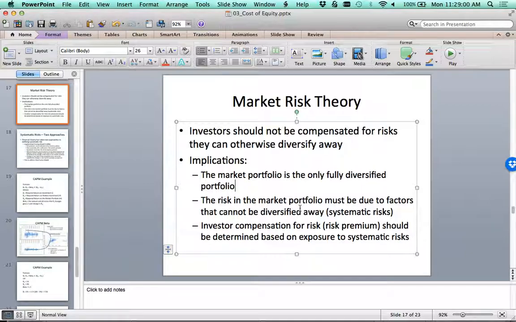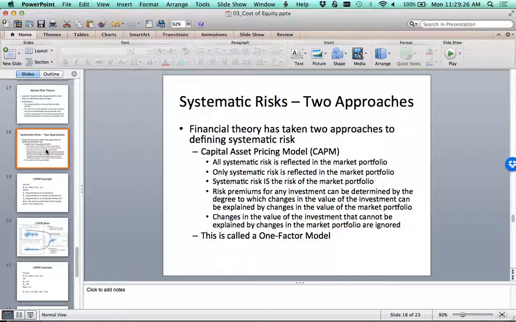And so the compensation that an investor gets, since they're only getting compensated for things that can't otherwise be diversified away, and those things that can't be diversified away are sources of systemic or systematic risk, then the investor must only be getting compensated for the systematic risk. So that idea is something that we call the capital asset pricing theory.